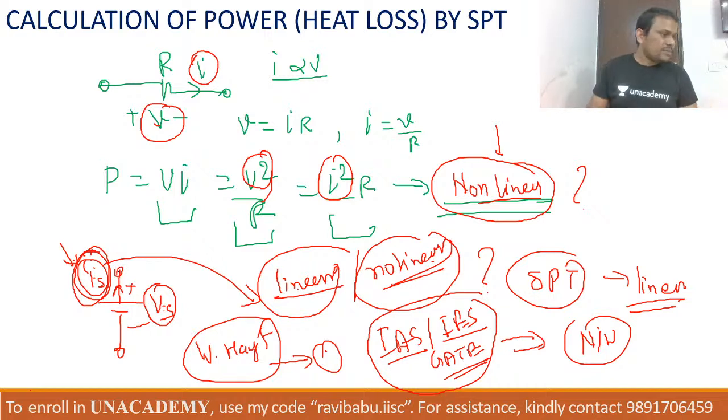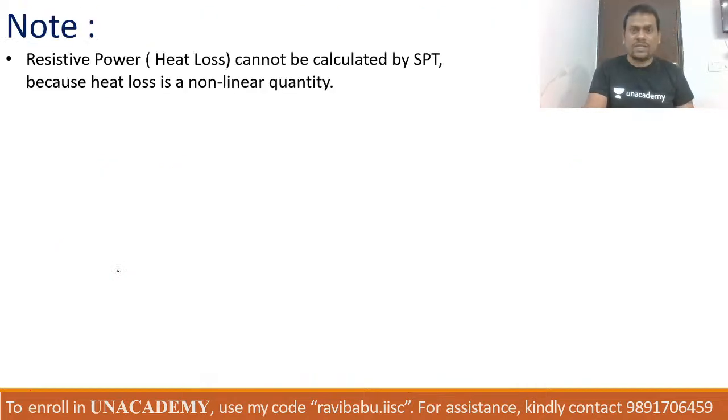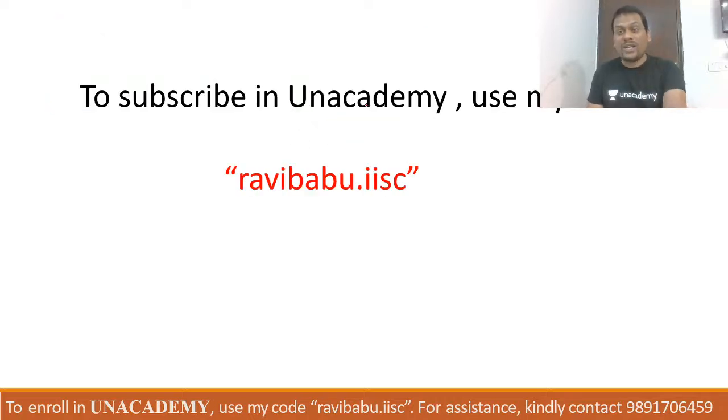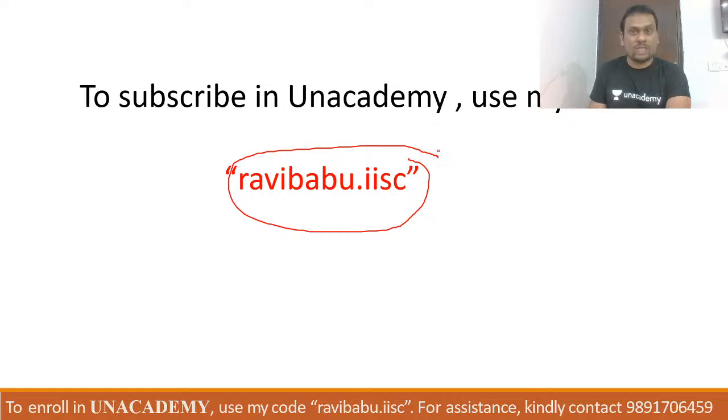Now, beta, I want to tell you another thing. Resistive power and heat loss are the same thing. Resistive power or heat loss cannot be calculated by SPT. Please mind it, because heat loss is a non-linear quantity. I have mentioned every point so that in future you will not get any problem. And if you finish your superposition theorem here, then in future you don't require any other source, at least for the superposition theorem.